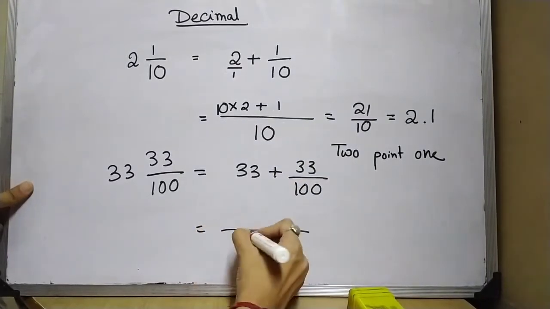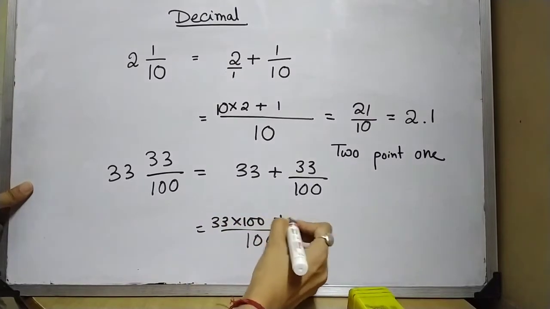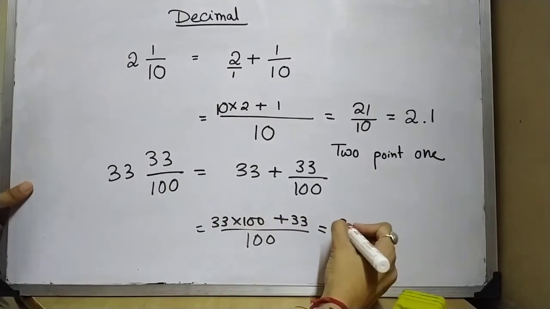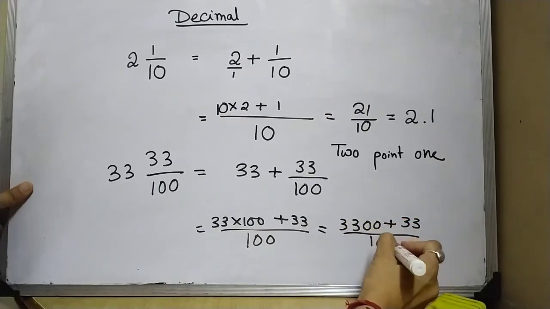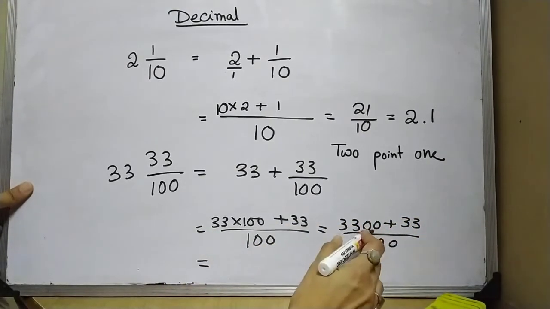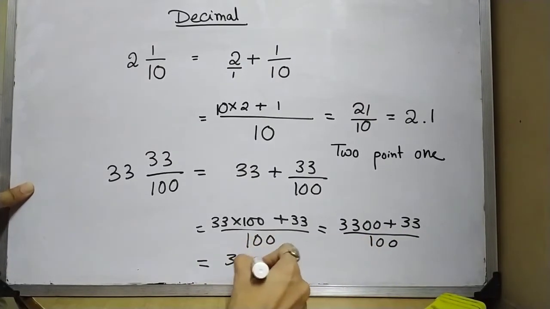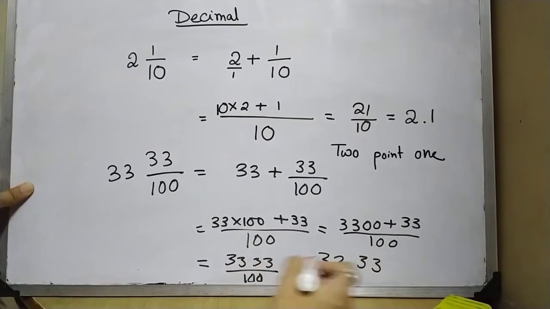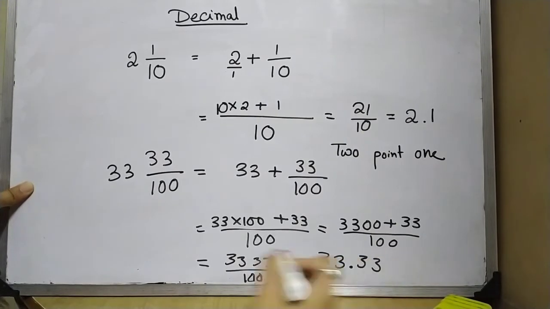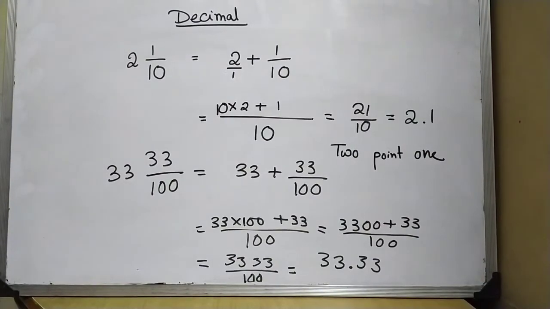Now here 100 will be the LCM. 33 into 100 plus 33. 33 into 100 is 3300, plus 33, divided by 100. So here we get 3300 plus 33, and we get this only, divided by 100. 100 means we will put the decimal two places before the number, so two zeros, two places like here. So this number we can write as 33.33.